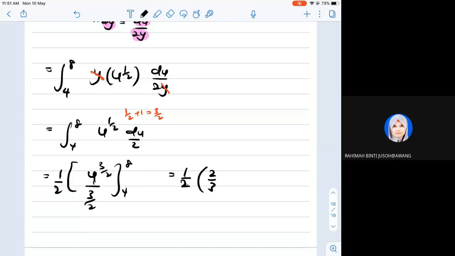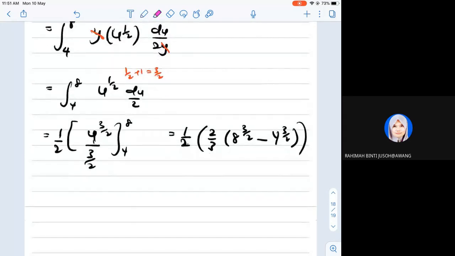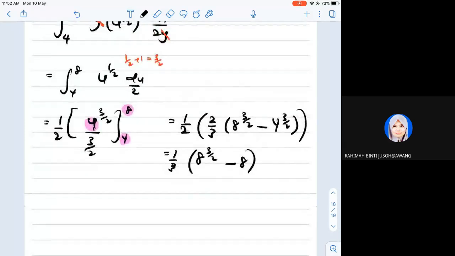Saya naikkan ke atas. So gantikan u tu 8 kuasa 3/2 tolak dengan 4 kuasa 3/2 lah. Gitu. Gantikan 8 dengan 4 ni dalam u. So we will have 1/3, 8 kuasa 3/2 ni maintain tolak 2 kuasa 3, 8 macam tu. Punca kuasa 4, 2 kuasa 3, 8. Okey, betul lah. Okey, ini baru settle part A tau.